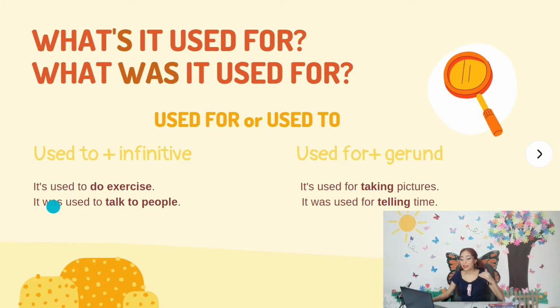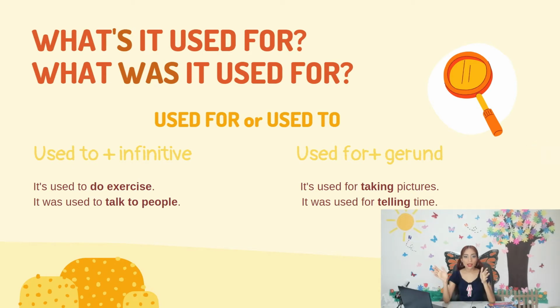Then we have another example. It says it was used to talk to people. In this case, our sentence is in past because we are using the verb to be in past, that is was, or remember that we can also use were, which is for plural. It was used to talk to people. So in this case, we have talk in infinitive. We didn't add anything to it, so it's just its base form.